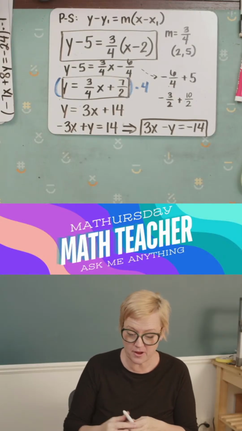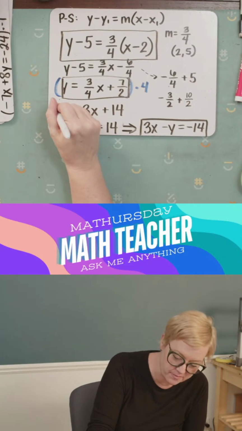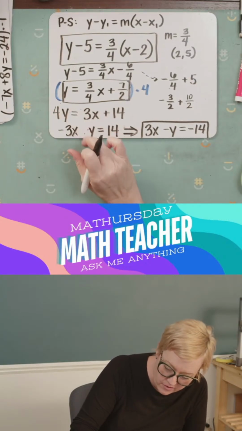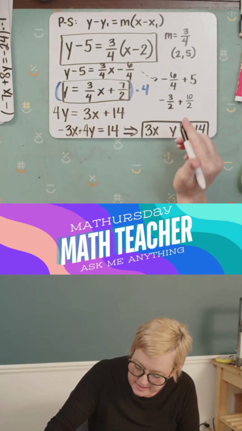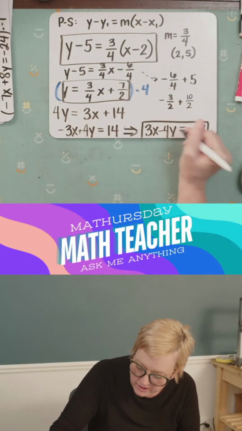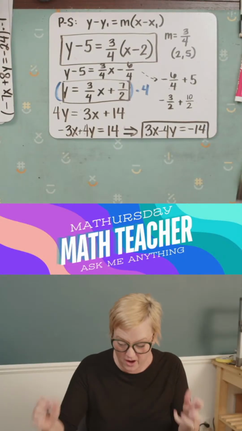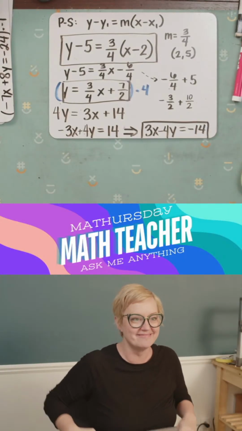I did forget to multiply y by, oh my gosh, that should be 4y. Thank you, good catch. Plus 4, oh my goodness, and now minus 4. Good catch, I did forget to multiply the 4. Multiply everything, kids.